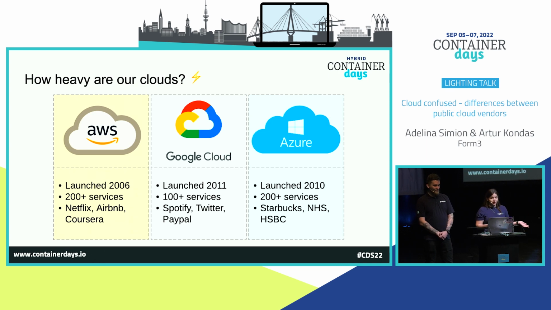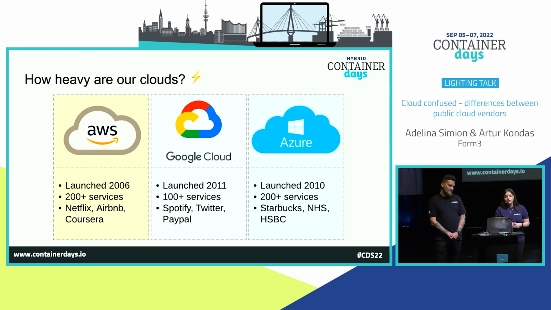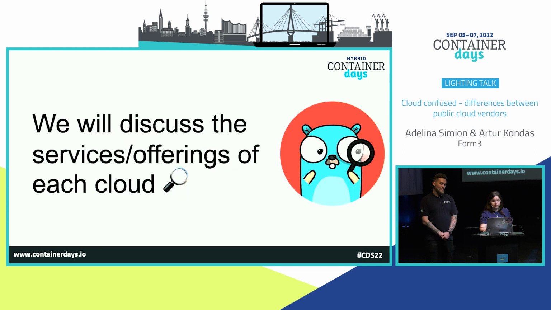AWS launched their public cloud offering in 2006, followed by Azure in 2010, and Google Cloud in 2011. And you can see here some of their customers and the number of services they provide. By far, AWS has the most numerous service offering. And one thing to note is that Azure is in use by 95% of Fortune 500 companies. So it has an established track record of being used by enterprise users. So today we will discuss the services and offerings after we've given you this overview.